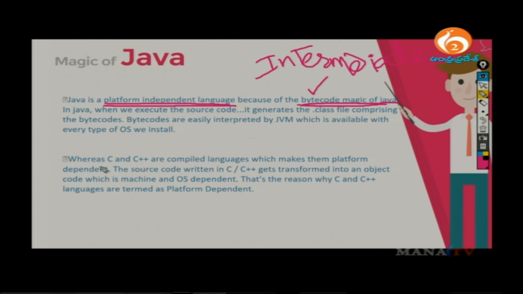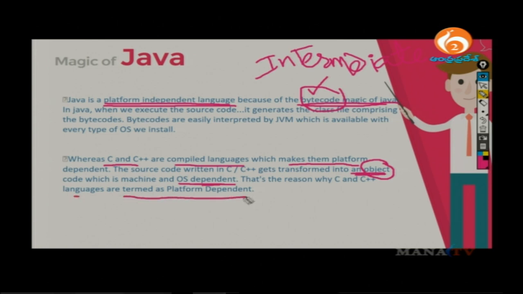So see that whereas programming in C and C++ are compiled languages, which makes them platform dependent, because it generates an object file here. Remember this: the source code written in C and C++ gets transformed into object code here. These are the two things you need to remember. One is the bytecode, the other is the object code, which is machine and operating system dependent. It can be dependent on only a single platform. So that's the reason C and C++ are called platform dependent.